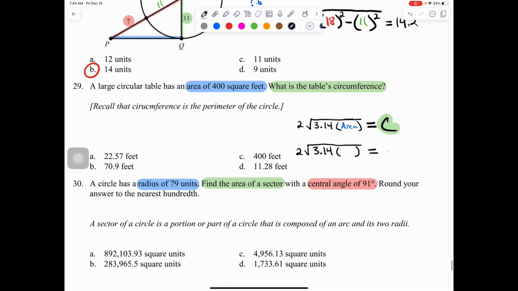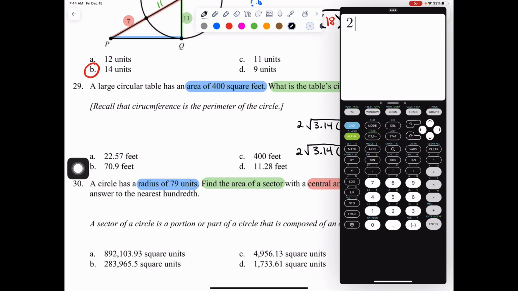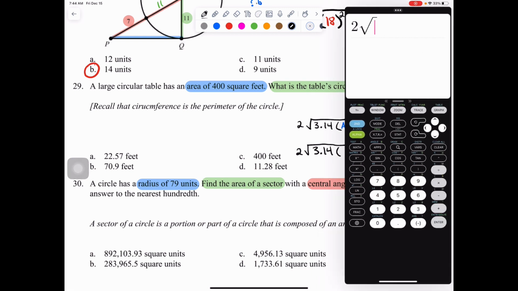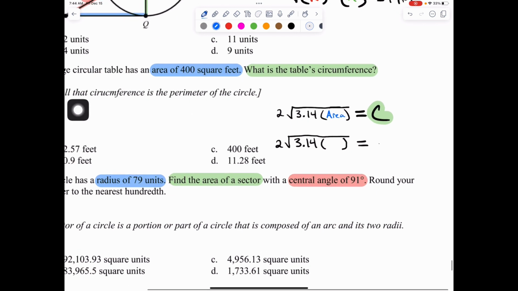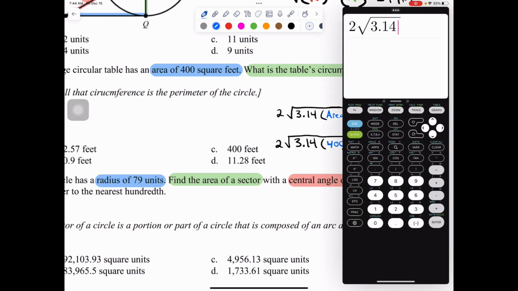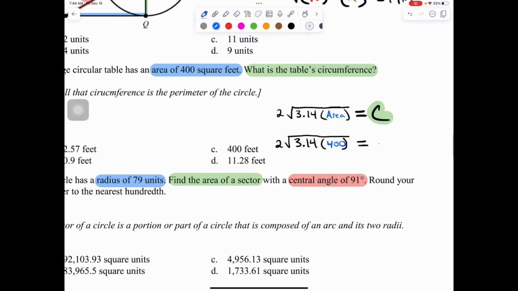The large circular table has an area of 400 square feet. What is the table's circumference? All right, I just did the formula for us. We're going to take 2 times the square root of pi times area. Pi is just represented by 3.14, so in our calculator, again, this is a simple plug and chug. Type in your 2, hit second, hit x squared. Type in your 3.14. Let's go ahead and read through the problem. Well, a large circular table has an area of 400 square feet, so our area is 400. We just plug that in. All right, so open a parenthesis, 400, close it, hit enter. We get 70.88, which gives us our circumference.